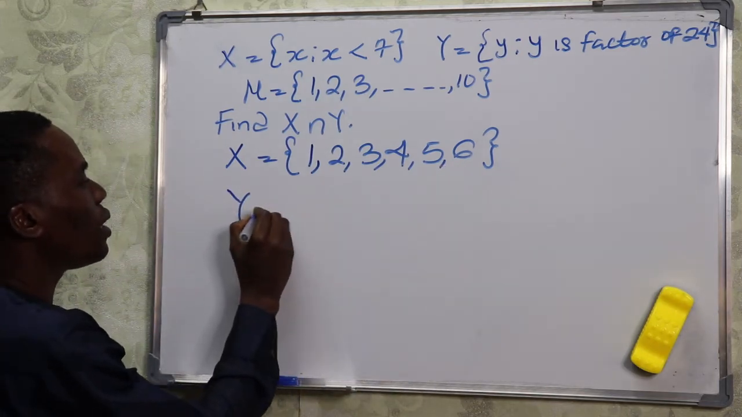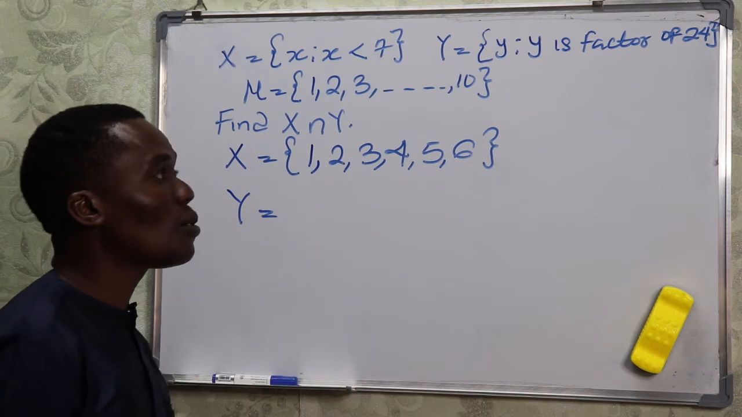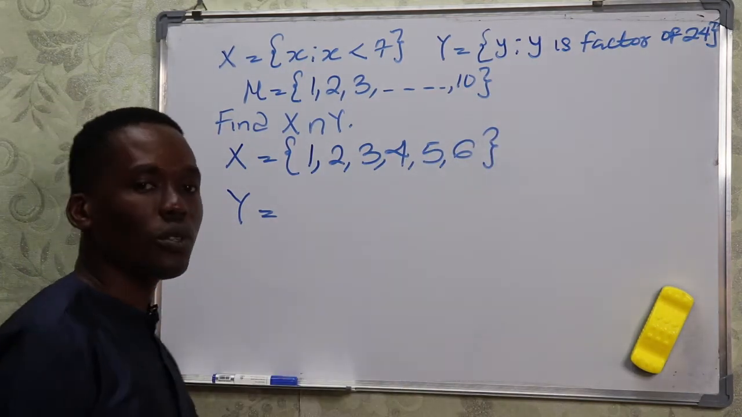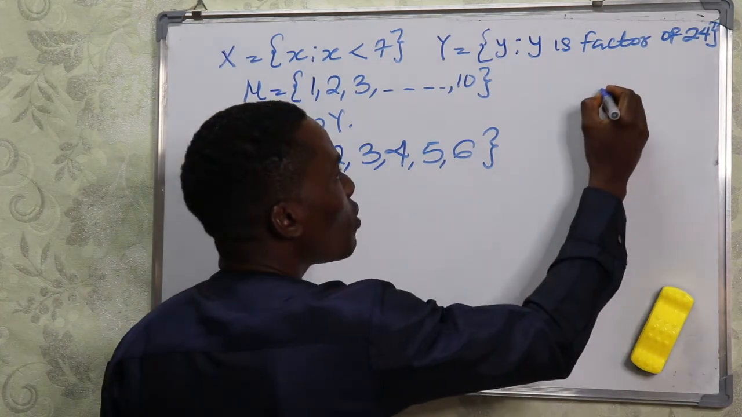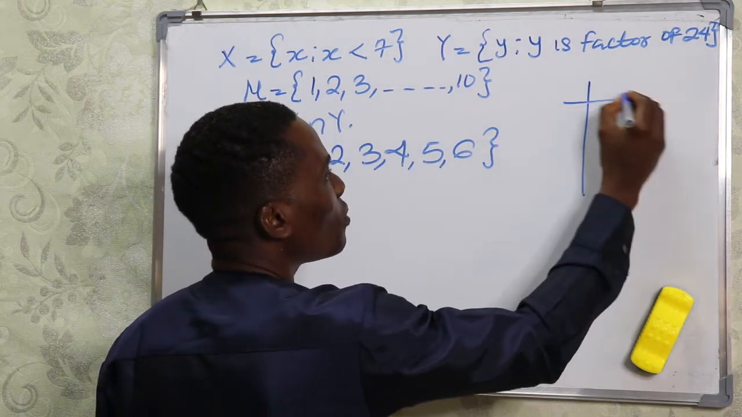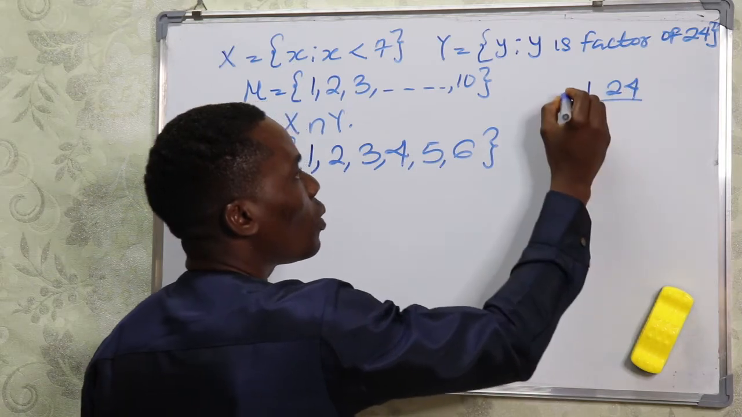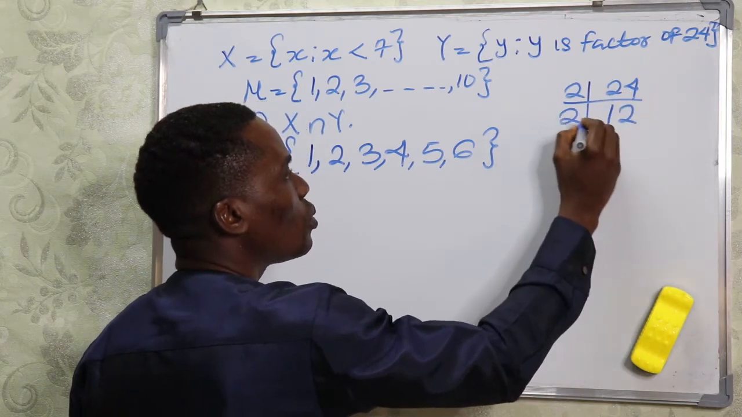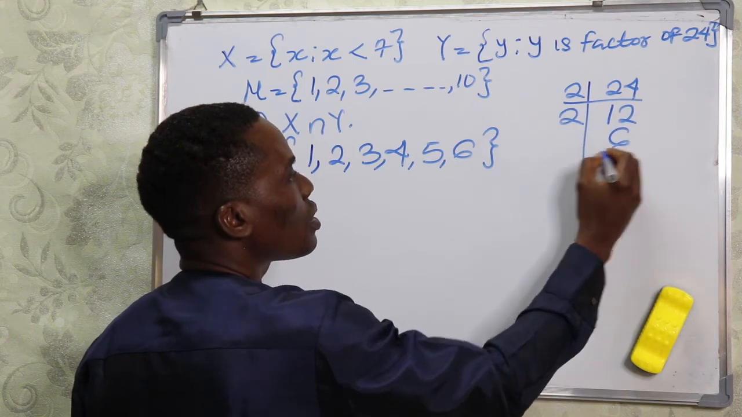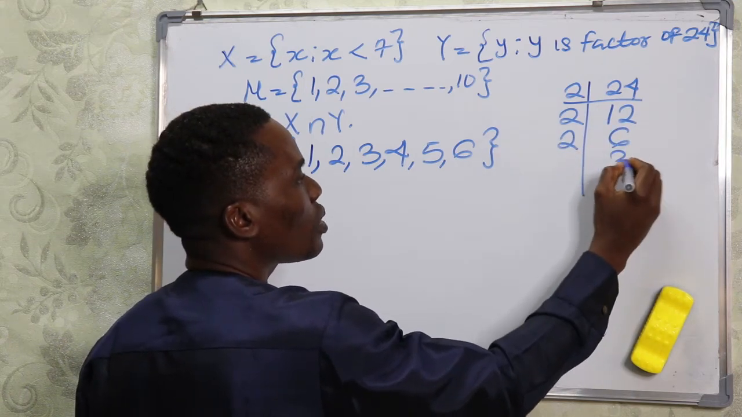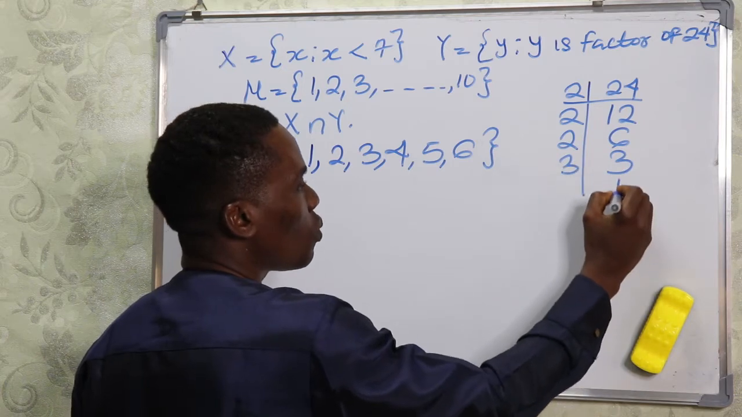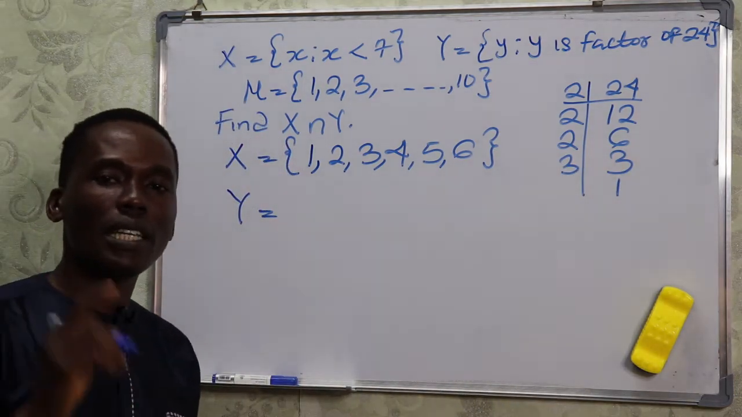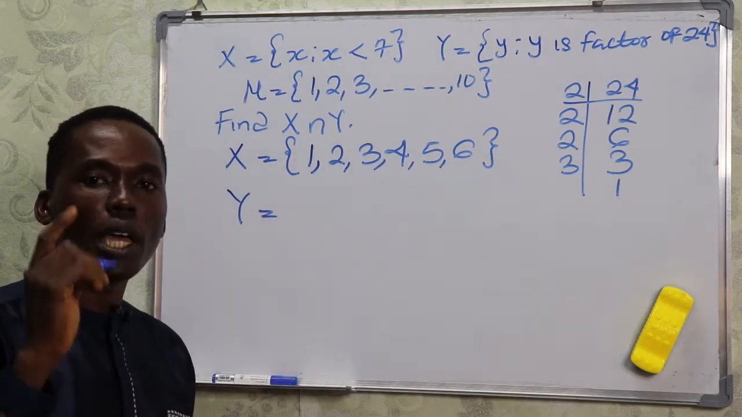Now let's look for the values for y. Now we are asked to find the values of y. The values of y, they say, is the factors of 24. Now how can we find the factors of 24? When we have 24, 2 can go in 24 to give us 1 and 2. 2 will go to give us what? 6. Then 2 will go to give us 3. Then 3 will go to give us what? 1. Now, factors are any value that can divide a given value without a remainder.